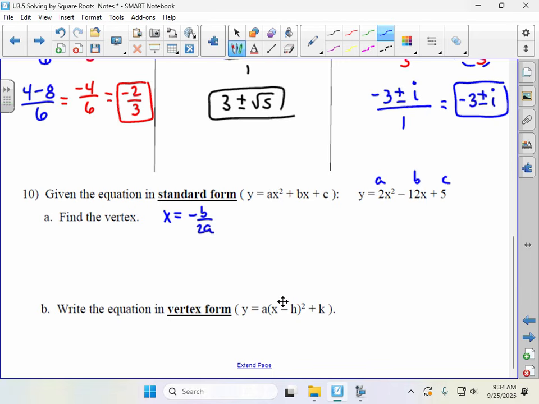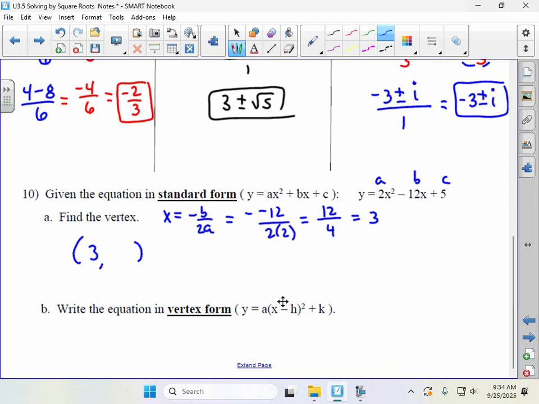All right, so here's our A, our B, and our C, and so we're just going to plug those into this formula. So it's negative 12 over 2 times 2. So that's positive 12 over 4, and that's 3. All right, so the x-coordinate of our vertex is positive 3. And it's also the axis of symmetry, x equals 3.